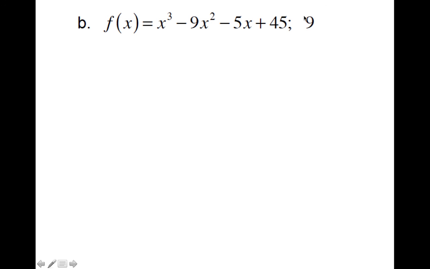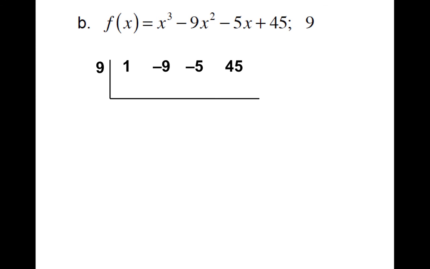We are going to synthetically divide by 9. So our coefficients are 1, -9, -5, and 45. And we're synthetically dividing by 9. You start by dropping the first term. Then you do the multiply and add pattern. So 9 times 1 is 9. Add these. -9 plus 9 is 0.